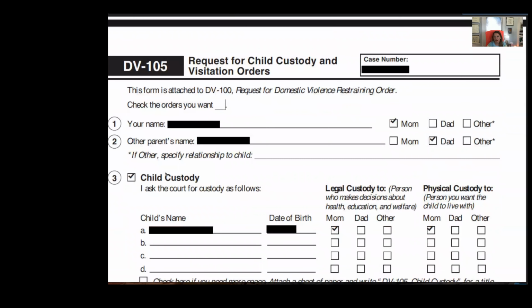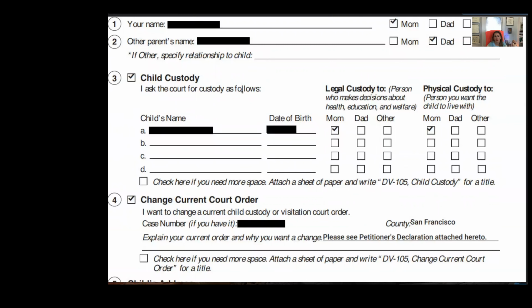If you have a child as a protected person in number 3 on form DV-100, then you need to fill out DV-105, as we talked before. So you type your name, your relationship to this child, say you're mom, and the other parent's name and relationship to the child. If it's other, then you type in what it is. I ask the court for custody as follows. Check off number 3, child's name, date of birth, mom, legal and physical custody. And here's the definition of legal custody: the person who makes decisions about health, education, and welfare, and physical custody is the person who the child lives with.